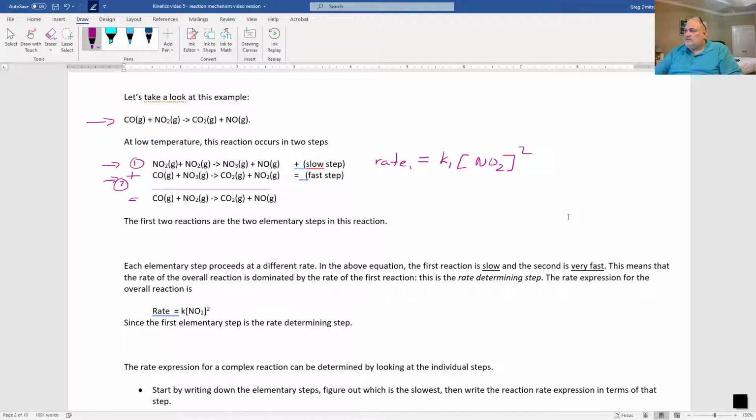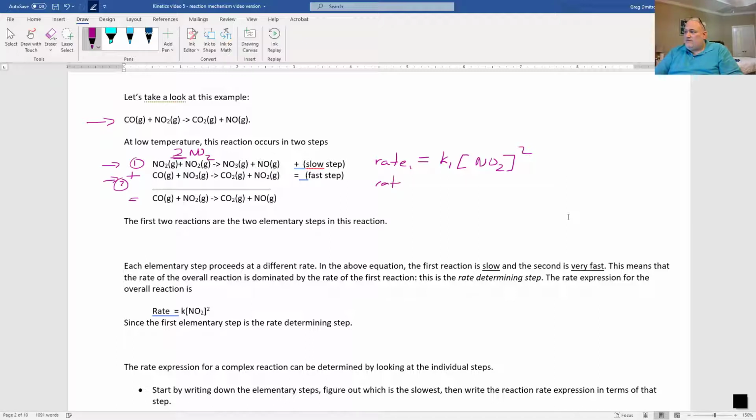squared. So it's the same thing as saying, if we looked at this, they're writing it as NO2 plus NO2, but couldn't we write it just like this, 2NO2? And the coefficient being 2, that would be our exponent. So that would be the rate law for the slow step. We can also do the rate law for the fast step.